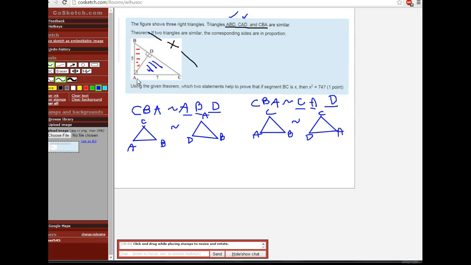Now I'm going to put in these distances. C to A is 7, A to B is 5, and C to B is X. A to D we don't have anything for, so I'll use green and call this H, this Y, and this Z. So A to D is H, D to B is Y, and A to B is 5. C to A is 7, A to B is 5, and this is X. C to D is Z, D to A is H, and C to A is 7.